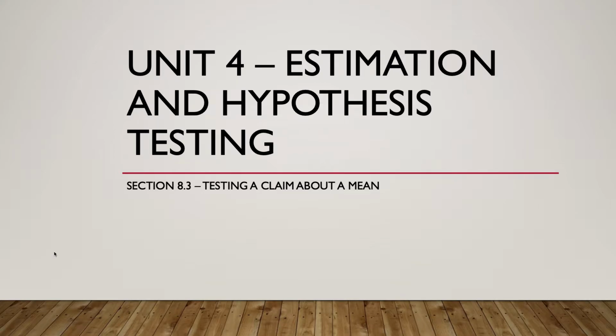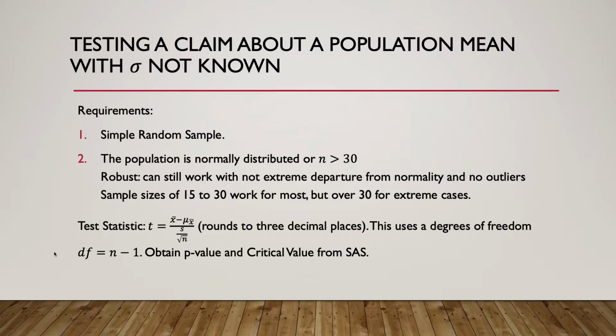8.3 is on testing a claim about a mean. And we would first separate this between if sigma is known or not known. We're going to first test a claim about a population mean with the population standard deviation sigma not known, which is the more common test that we're going to run.